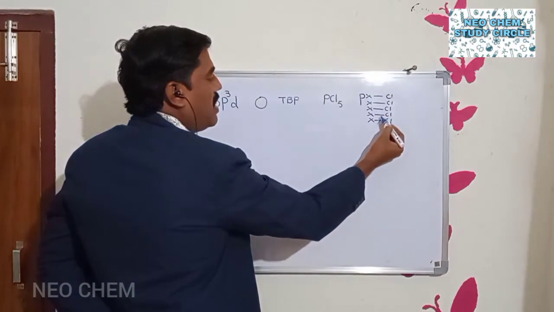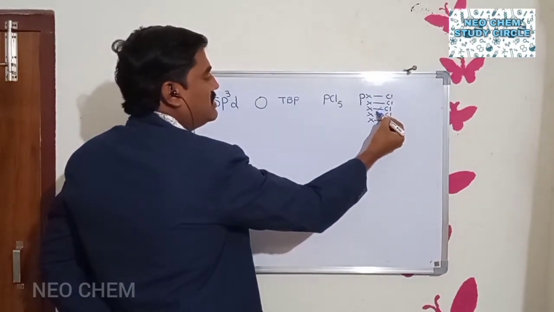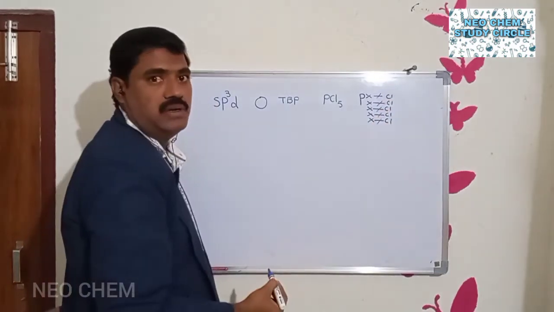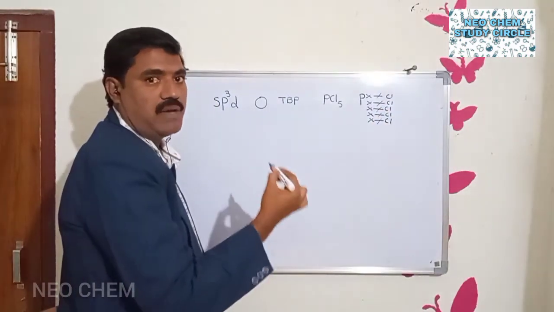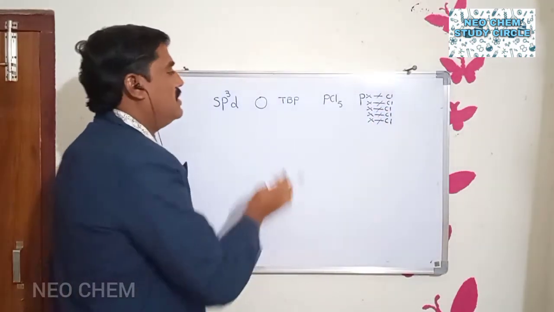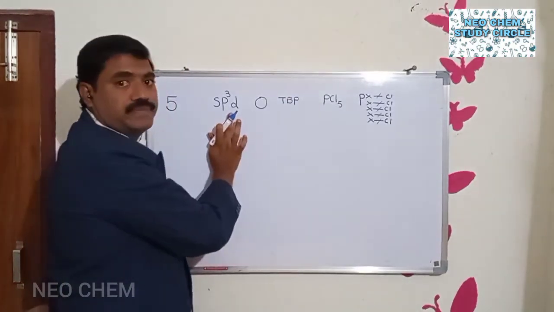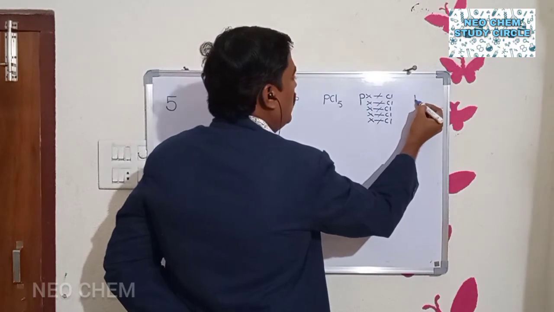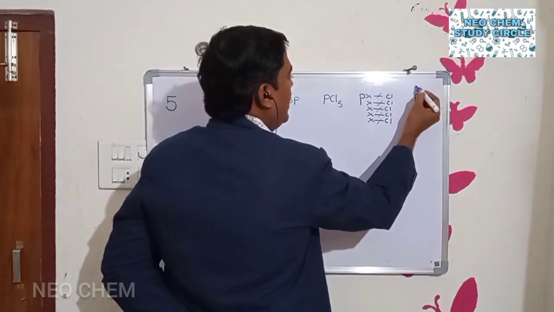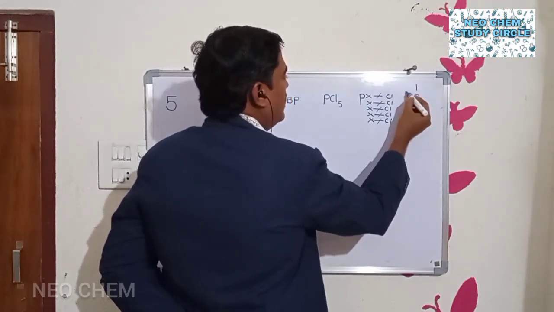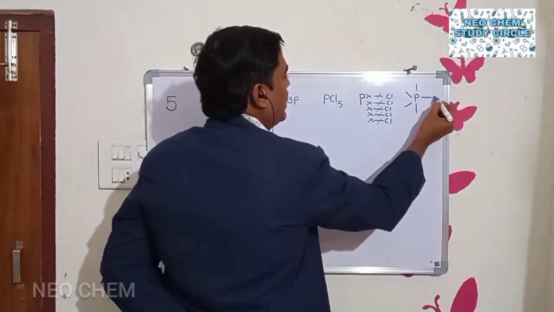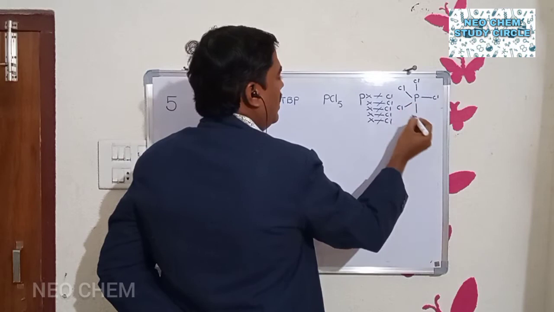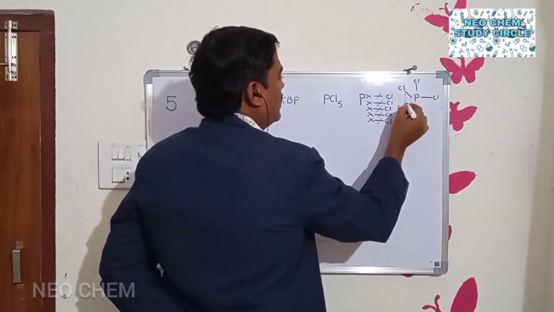Next, all are single bonds, and all the single bonds are sigma bonds. So first sigma bond, second sigma bond, third sigma bond, fourth sigma bond, and fifth sigma bond. That's why the hybridization containing 5 orbitals is sp3d. Geometry is what? Trigonal bipyramidal, like this. This is the geometry of the trigonal bipyramidal.